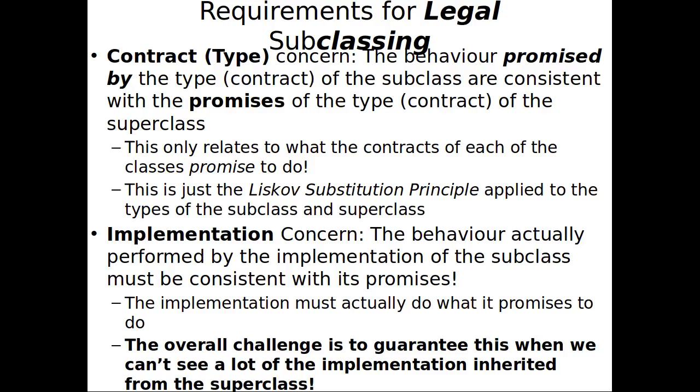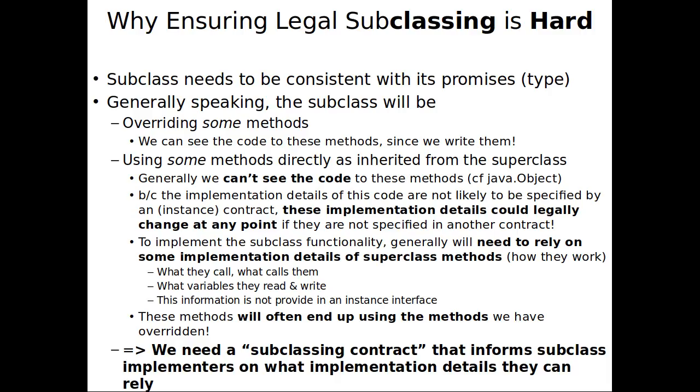And the challenge is how to guarantee it when we can't even see a lot of the implementation in the superclasses because it's not available to us or it might change over time. So here, we're dealing with a situation where if we have a subclass, generally it's overriding some methods of the superclass, and it's using some methods directly as inherited from the superclass. And generally we can't see the code to those methods. And even if we can't see it now, it might change, right? It could change at any point because it's not under our control. It's under the control of the people who wrote the superclass. And the realization here is generally we need to rely on some details of the implementation, how they work, when we're creating this subclass.